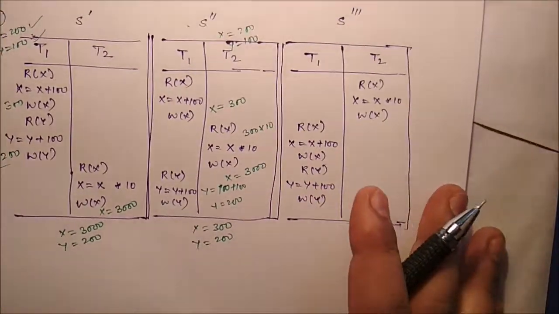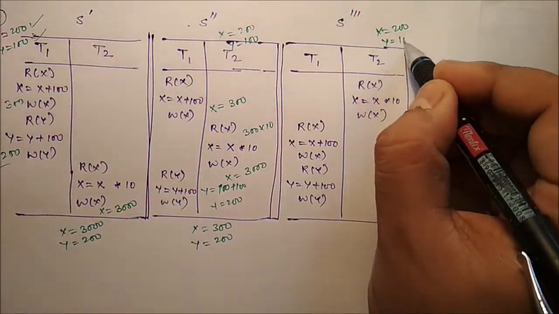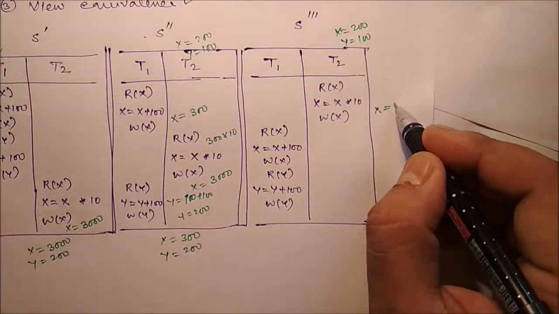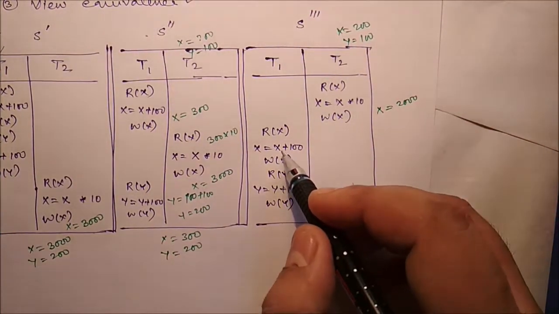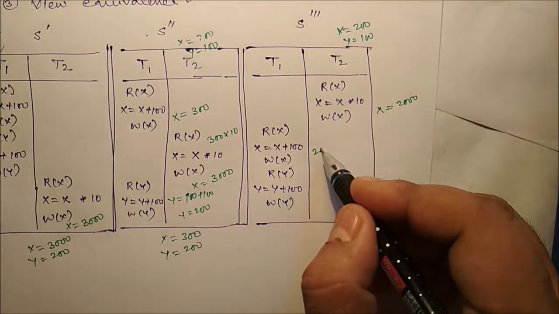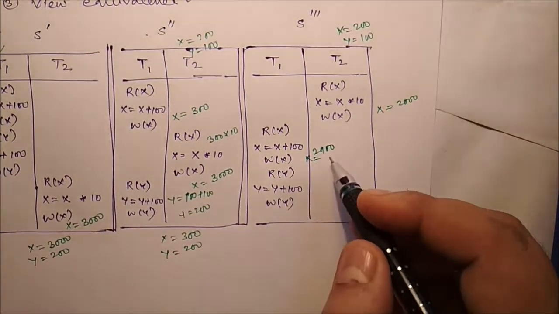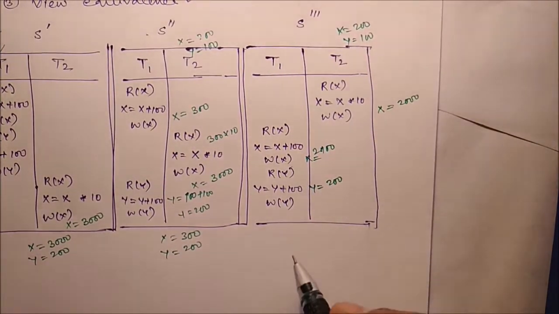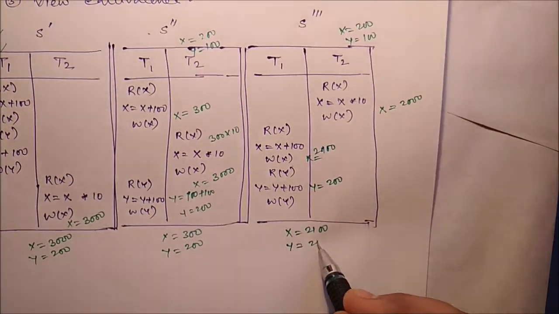Now you can check this particular schedule. The initial value of X is 200, and the initial value of Y is 100. So X into 10, that means the value of X is 200 into 10, that is 2000. And then X plus 100, that means 2000 plus 100, that is 2100, the value of X. And Y is 100 plus 100, it is 200. So the value of Y is 200. So the final value of X is 2100, and the final value of Y is 200.